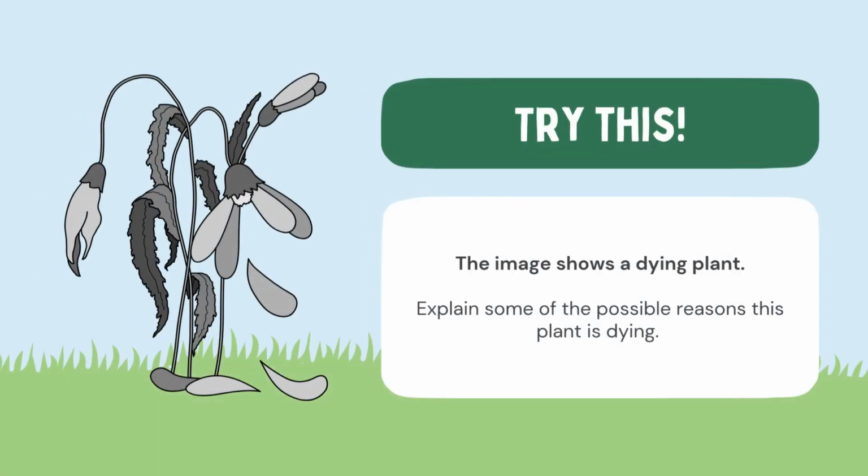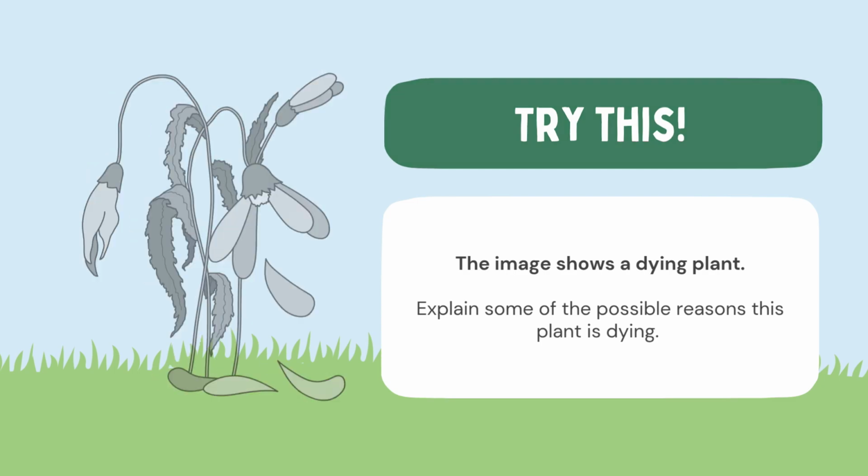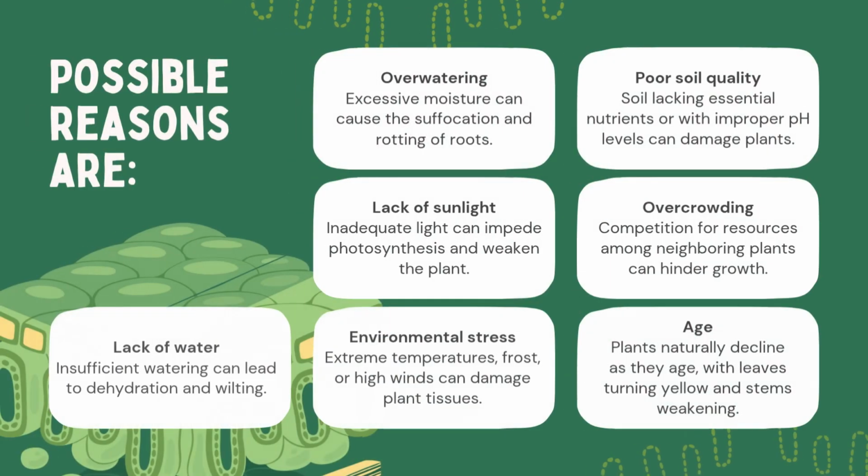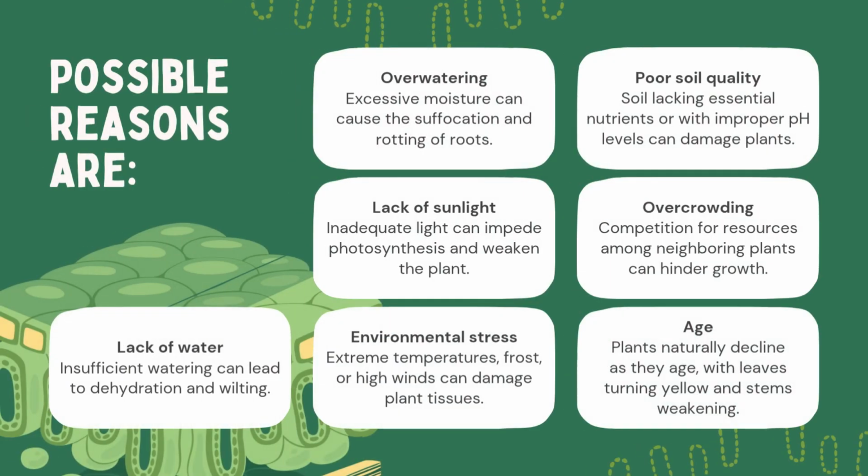Okay, let's do a little experiment in our minds. Imagine a dying plant. Why could this happen? Some possible reasons. Lack of water: no hydration, no happy plant. It just wilts. Overwatering: too much water, roots can suffocate and rot. Lack of sunlight: plants need sunlight to cook food. Without it, they starve.